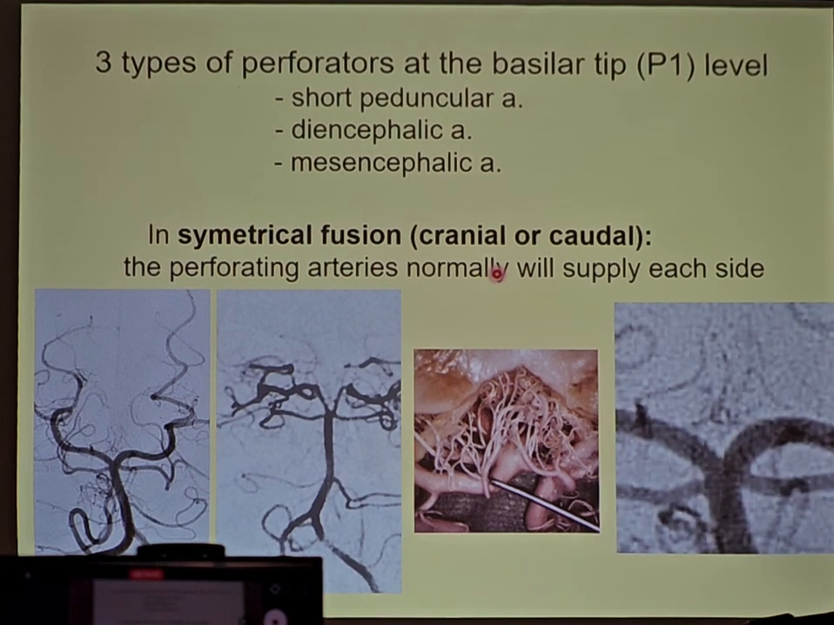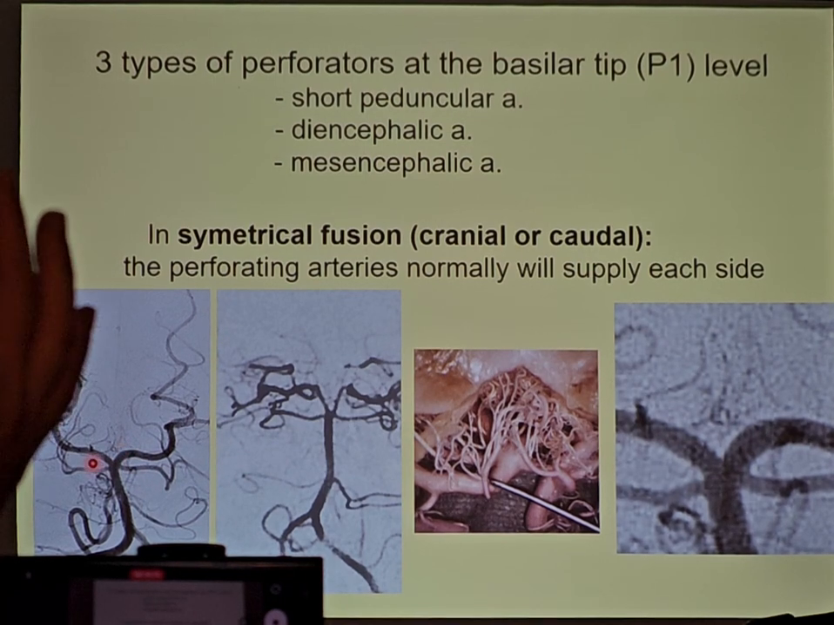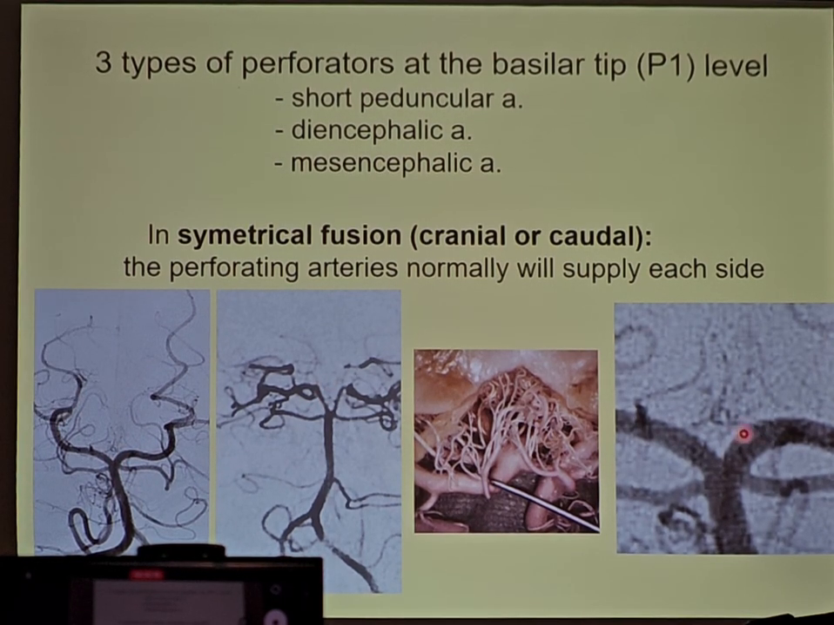We'll see later on the perforating situation of the perforating vessels, but basically there are three types of perforators at the basilar P1 tip level: the short peduncular, the diencephalic, and the mesencephalic. And in a symmetrical fusion, whether it is cranial or caudal, the perforating arteries normally develop supply on each side. So whether you're dealing with a caudal fusion or a cranial fusion, the tiny perforators come off both sides. So the supply to the adjacent deep substance is from both sides.